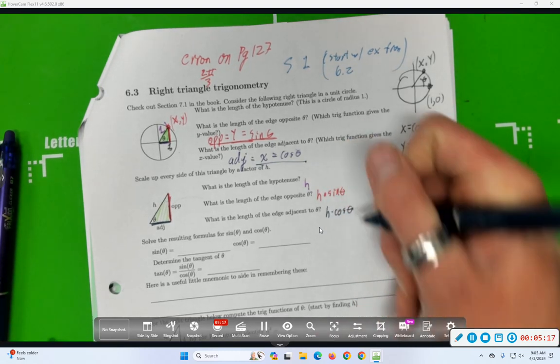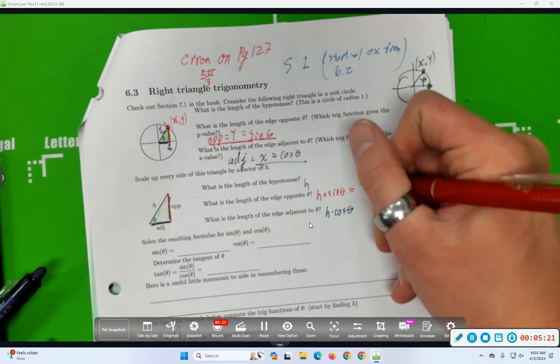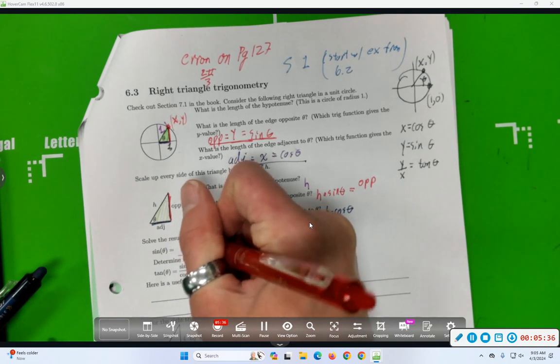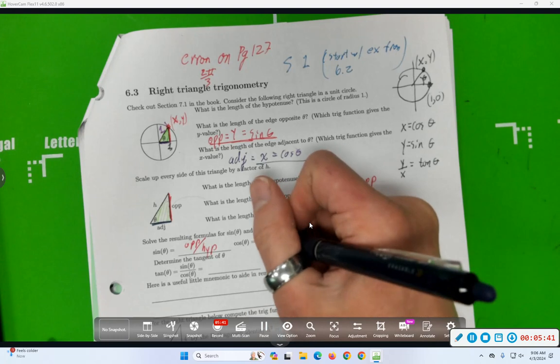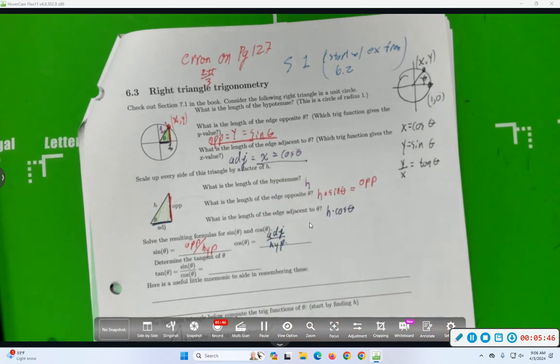And here's the whole thing that I'm building. If h times sine of theta is equal to the opposite side length, and you solve it for sine of theta, what do you get? Opposite over hypotenuse. Similarly, cosine of theta is adjacent over hypotenuse. Those two equations are at the heart of what's called right triangle trigonometry.